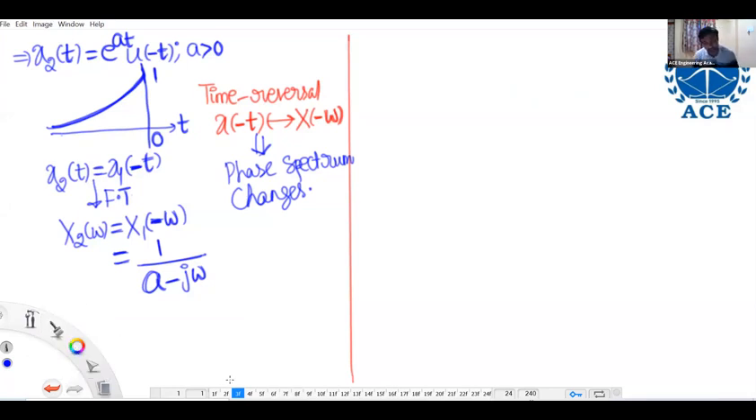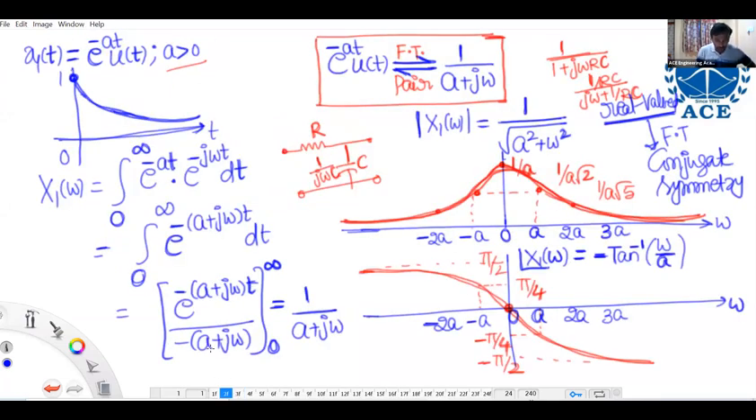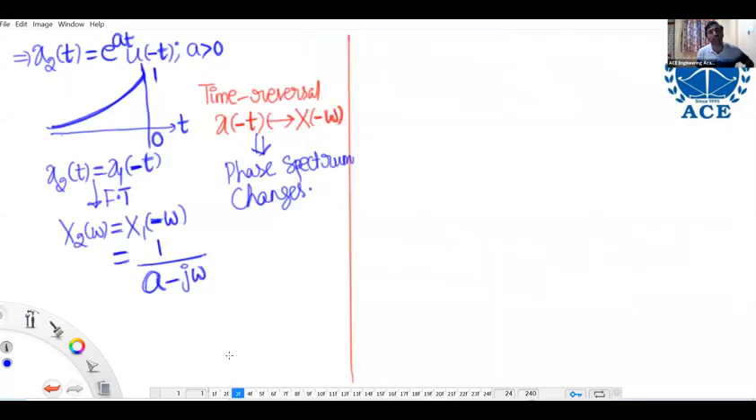First signal is decaying. Second signal is growing exponential. If we add the first signal and the second signal, they are combinedly called which signal? E power minus a mod t.